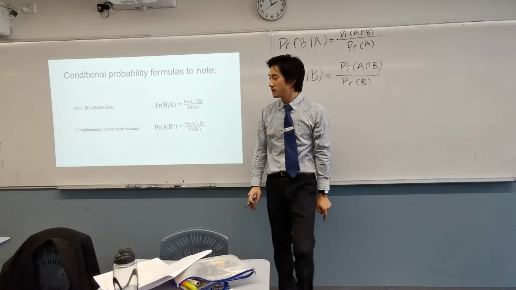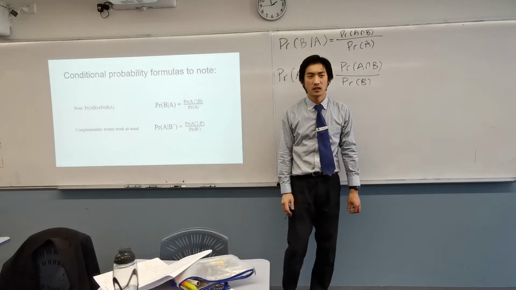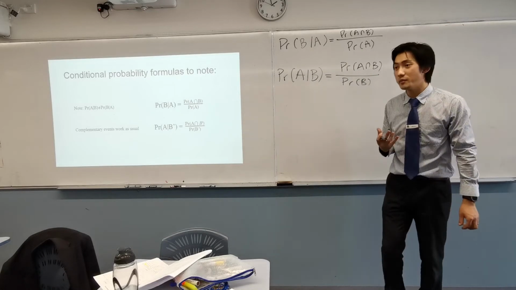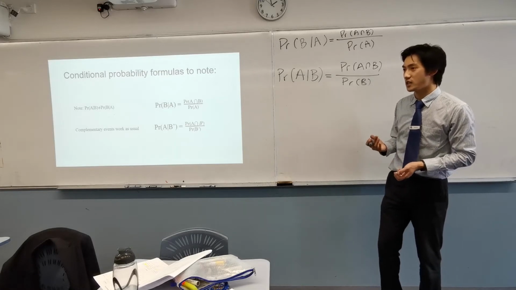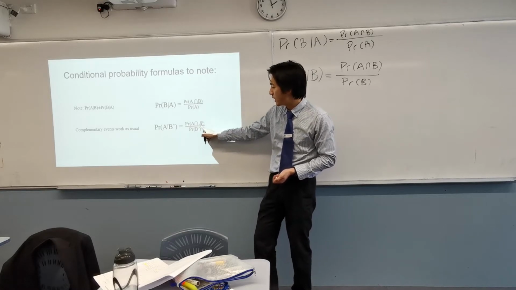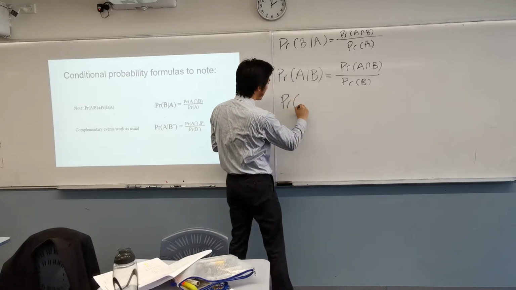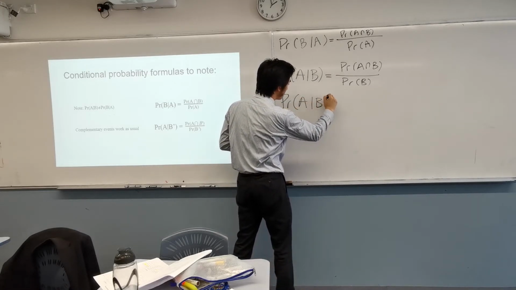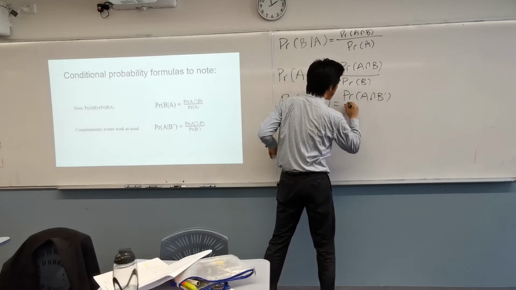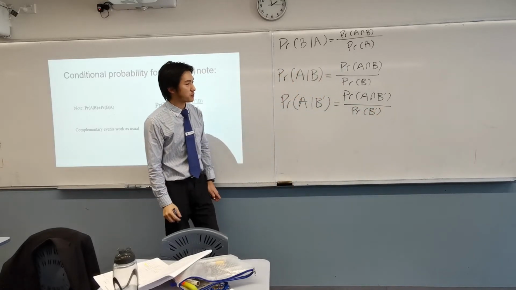If you've got complementary events in your conditional probability, like our previous condition was rolling a 6 on the first die, the complementary event could be not rolling a 6 on the first die, but it still works in the exact same way. You just put dashes in the correct positions in your conditional probability formula. So I'll write that down as well. If you've got the probability of A given not B, that's going to be the probability of A and not B divided by the probability of not B. Just put the dashes in the correct places.